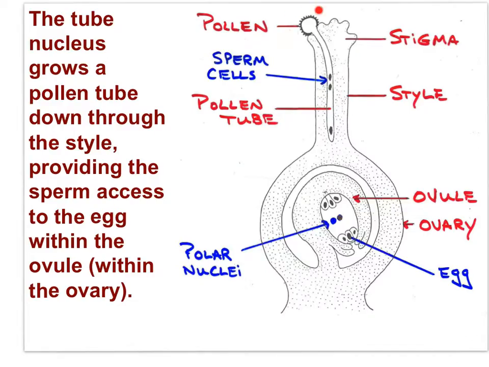Once the pollen has landed on the stigma in a process known as pollination, a nucleus within the pollen grain grows a pollen tube down through the style, and the sperm cells follow. The pollen tube reaches the ovary and then the ovule, providing the sperm access to the egg. Within the ovule, there are numerous haploid cells, but there is only one haploid egg cell. The sperm cell fertilizes the egg in a process known as fertilization. Fertilization results in a diploid zygote that develops into an embryo that can be found within the seed.